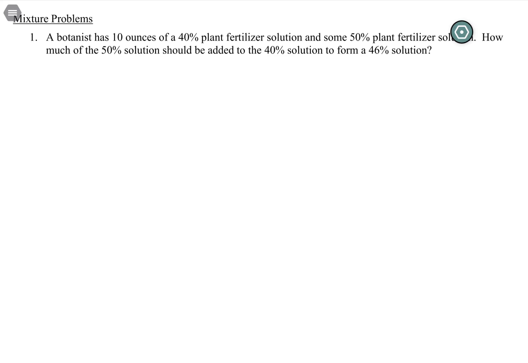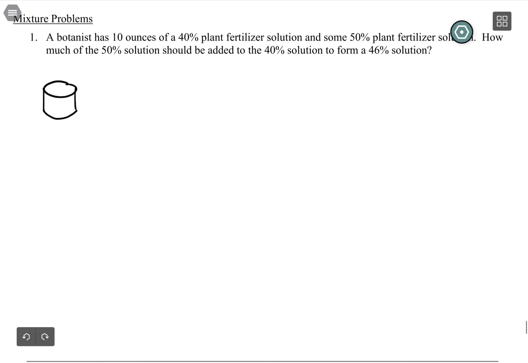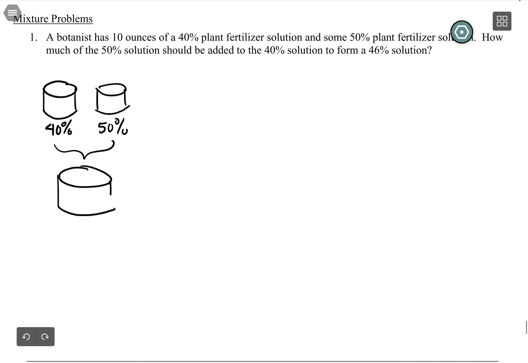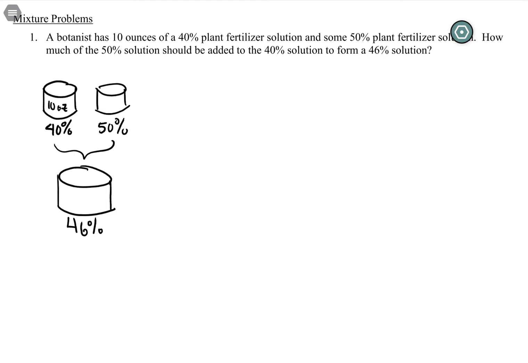So you sometimes see people draw these little mixed pictures, and you're welcome to if you want to. So we have 40% solution and we have 50% solution, and we're going to mix the two together to make 46% solution. We know we have 10 ounces of the 40% solution. We don't know how much 50%, and we don't know how much we're going to end up with. So this is a little different than I think some of the ones that we've done before in that way.